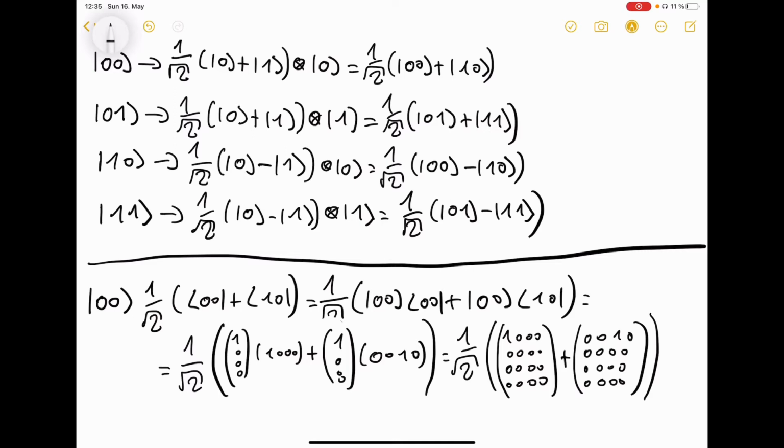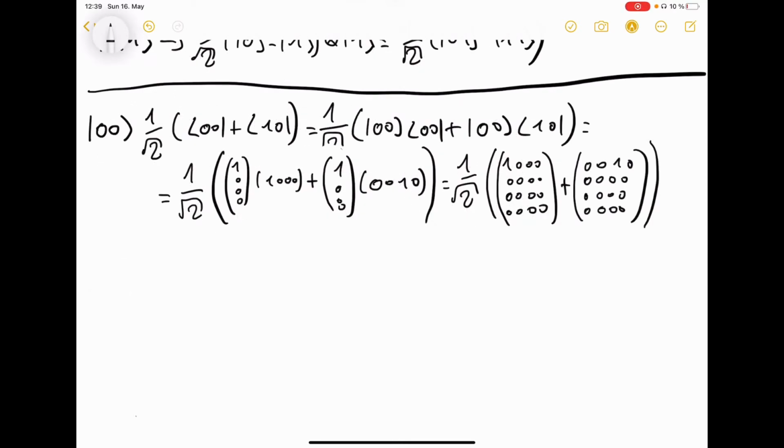So much for the first one. Now let's look at the second one, which is given by 0, 1. The target state is given by 1 over the square root of 2. And again, we look at the bras here, is 0, 1 plus 1, 1. We multiply that out. We get 1 over the square root of 2 over 2 of 2.